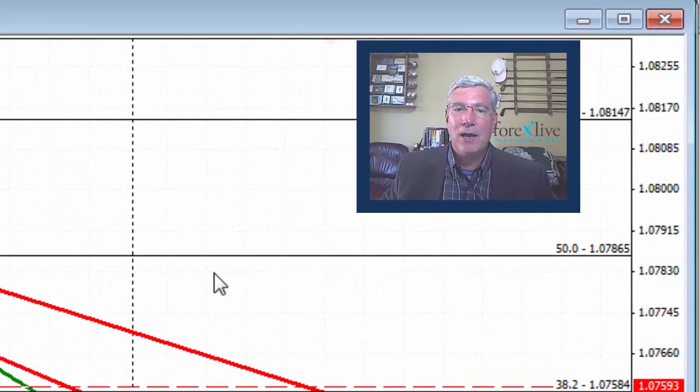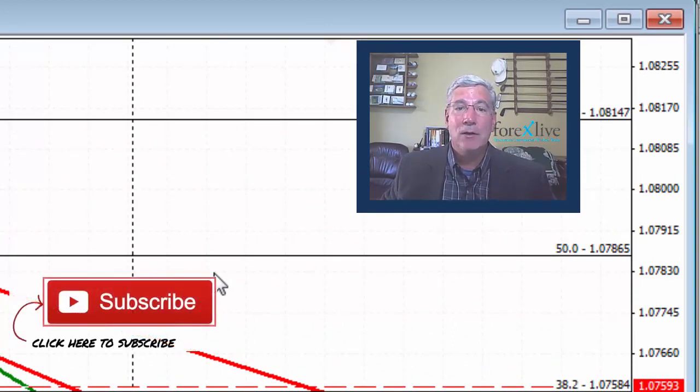I'm not saying that we're out of the woods yet for the euro versus US dollar. Over the longer term, we're going to go lower. We're probably going to go down and test that parity level, but I'm just thinking perhaps we're due for a little bit of correction.